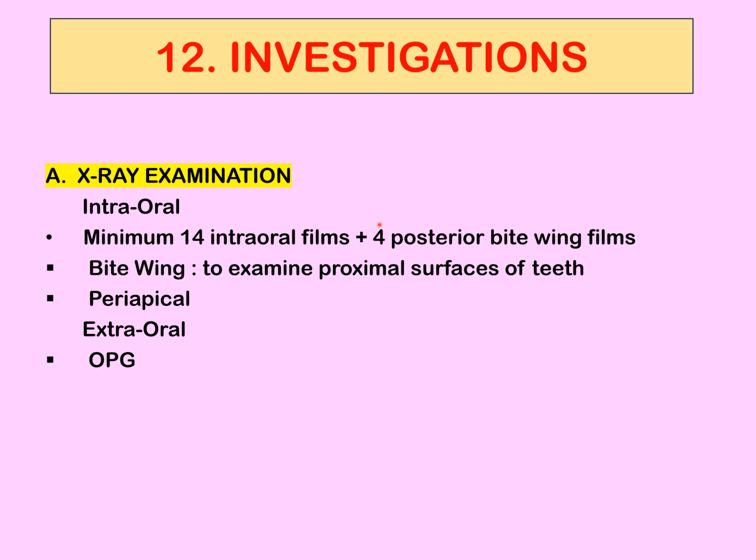Coming to the investigations, firstly we take X-ray examination in which we have intraoral examination and extraoral examination. In the intraoral examination, we take periapical X-rays and bite wings. Bite wings are used to examine the proximal surfaces of teeth. To completely view the mouth, we require a minimum of 14 intraoral films plus 4 posterior bite wing films. In the extraoral X-ray examination, we have OPGs.